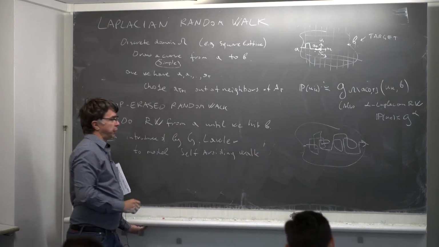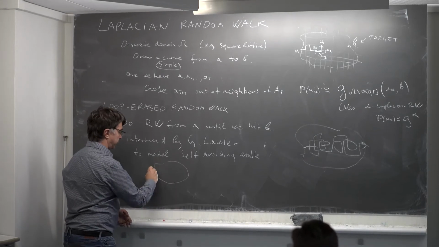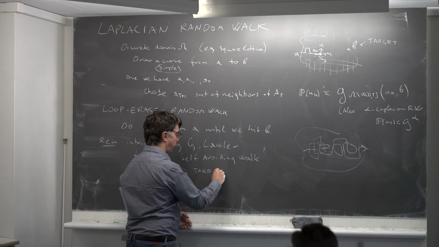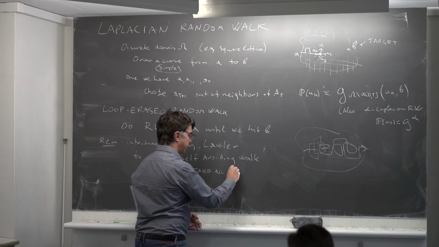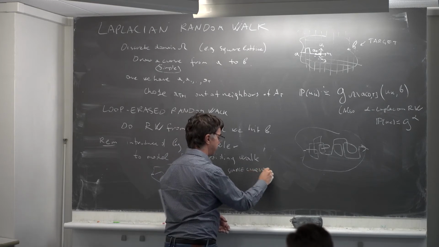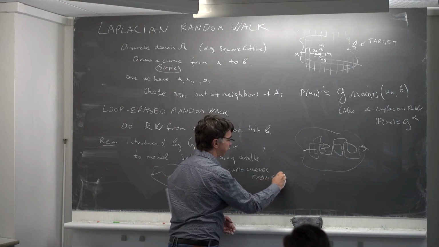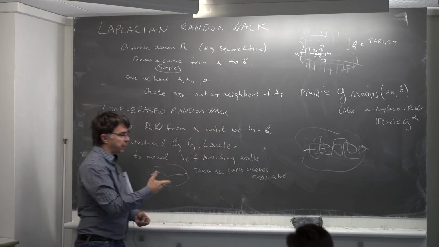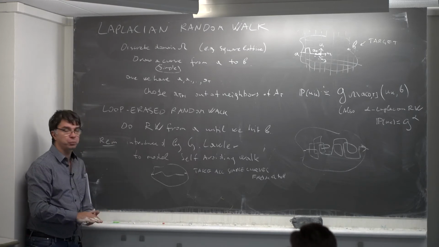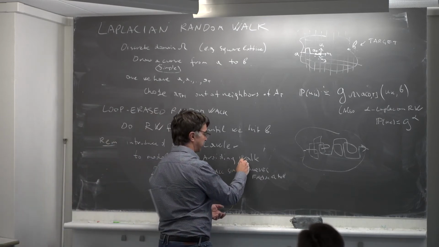Now, what is self-avoiding walk? Self-avoiding walk, basically, you take all simple curves from A to B. And that's a famous model which was introduced by Paul Flory in chemistry as a model for position of polymer molecules. So sometimes you call this model self-avoiding polymer.